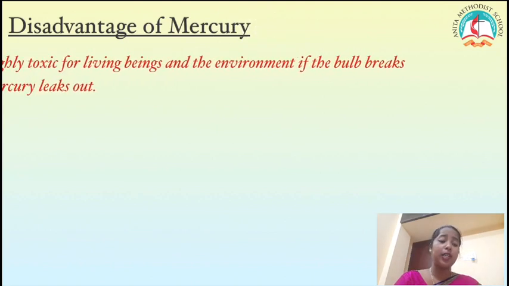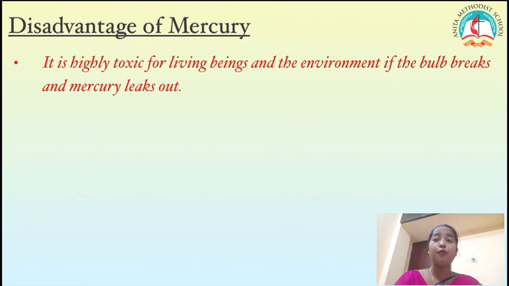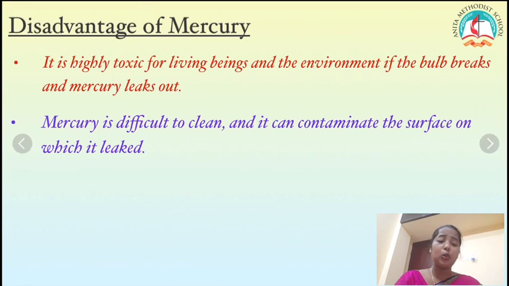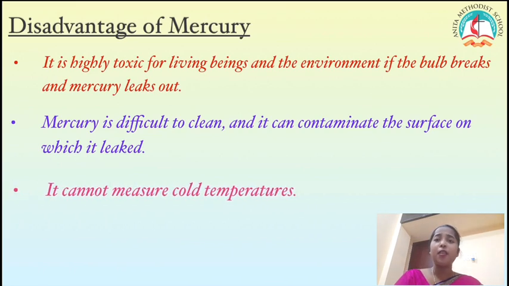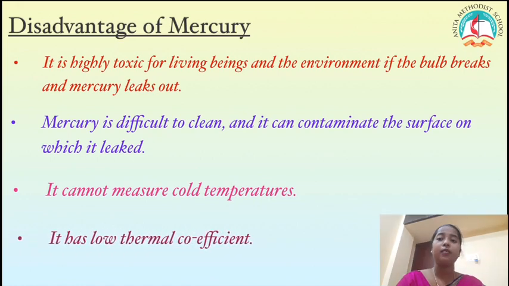Disadvantages of mercury. It is highly toxic for living beings and the environment if the bulb breaks and the mercury leaks out. Mercury is difficult to clean and it can contaminate the surface on which it is leaked. It cannot measure cold temperature. It has a low thermal coefficient.